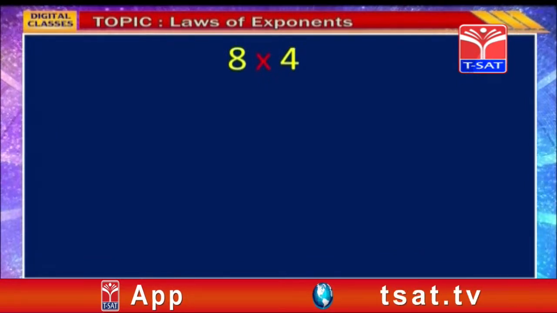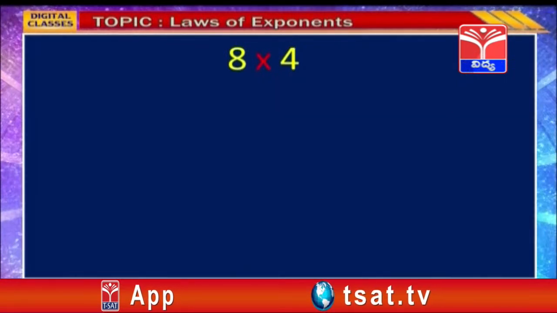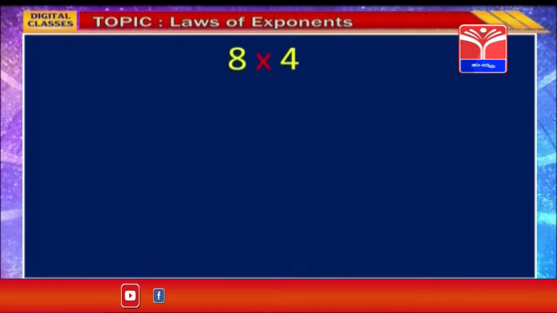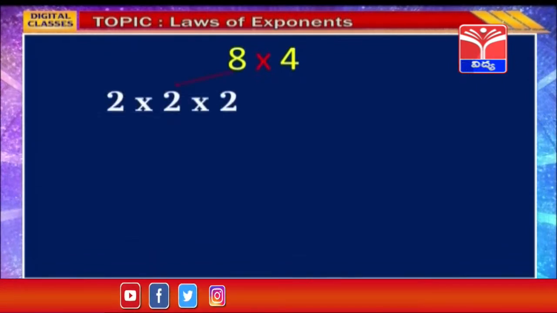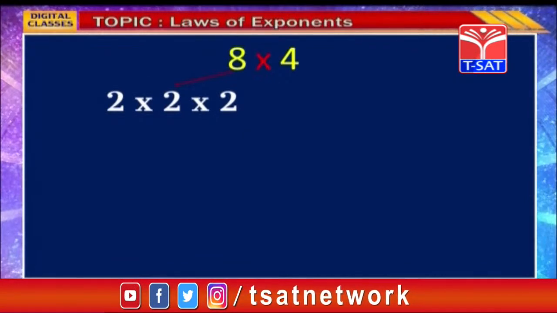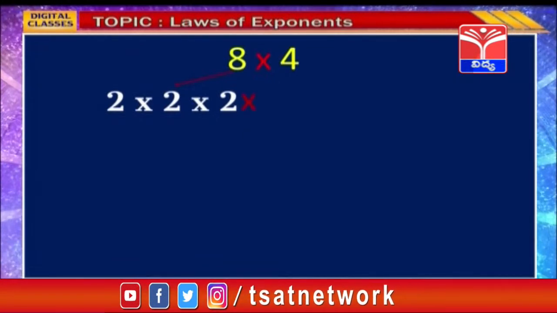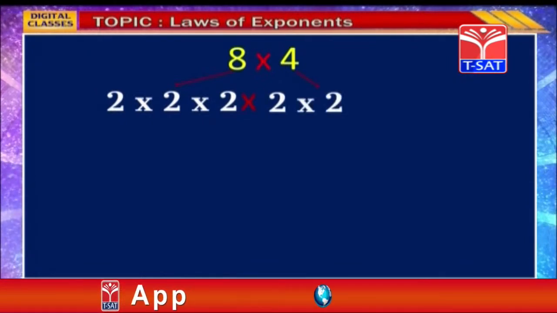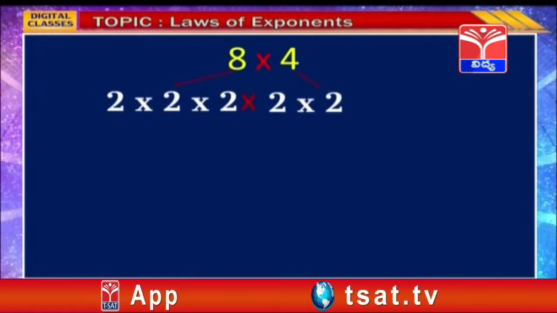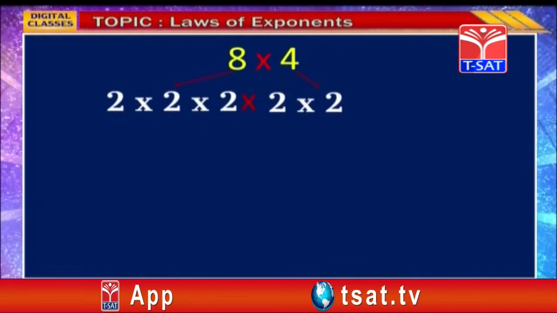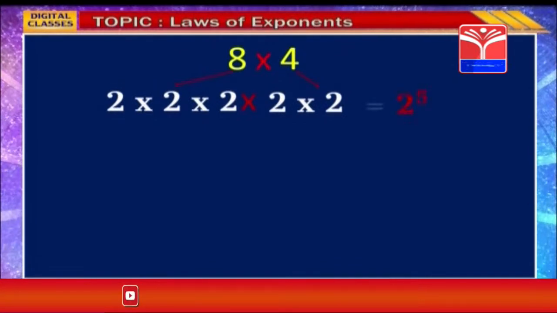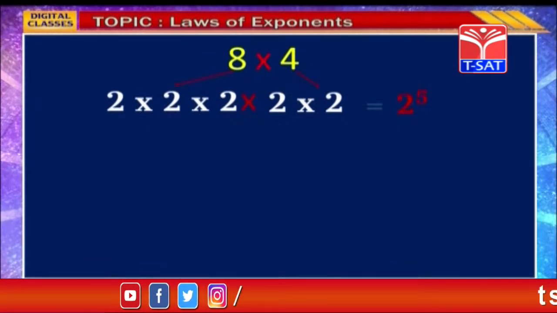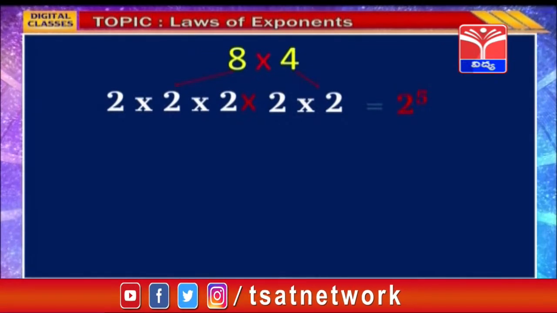Let us see what you are observing on the screen. 8 into 4. Now 8 can be written as 2 into 2 into 2, and 4 can be written as 2 into 2. Now how many 2's are multiplied? There are 5 2's. So we can write 2 to the power of 5.